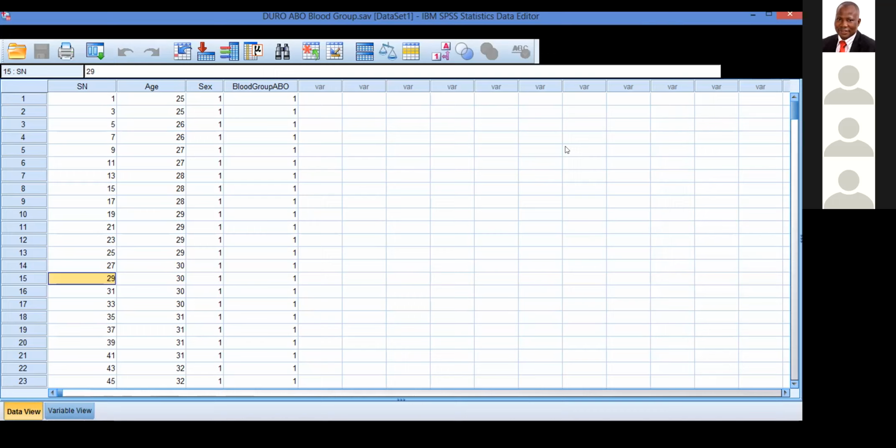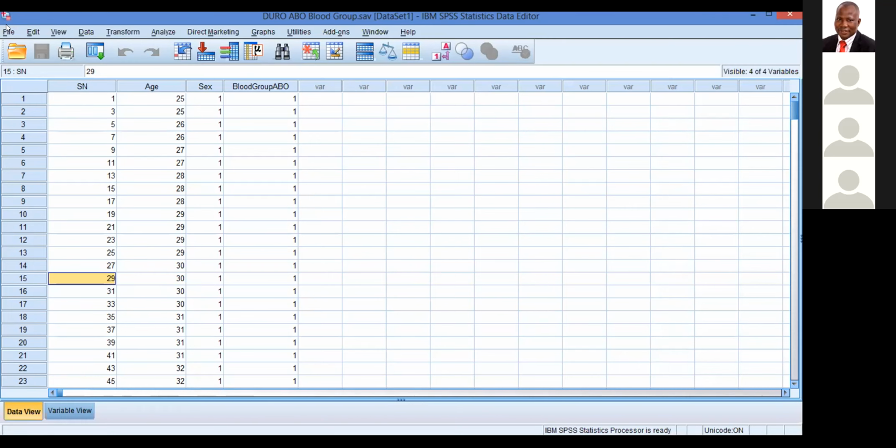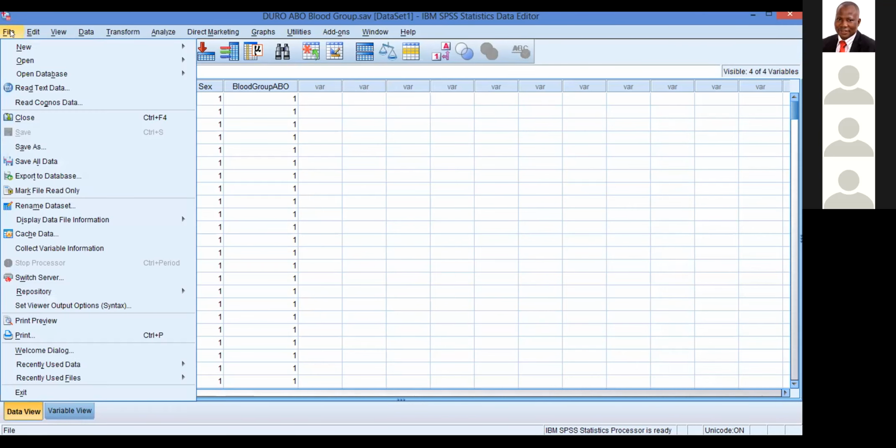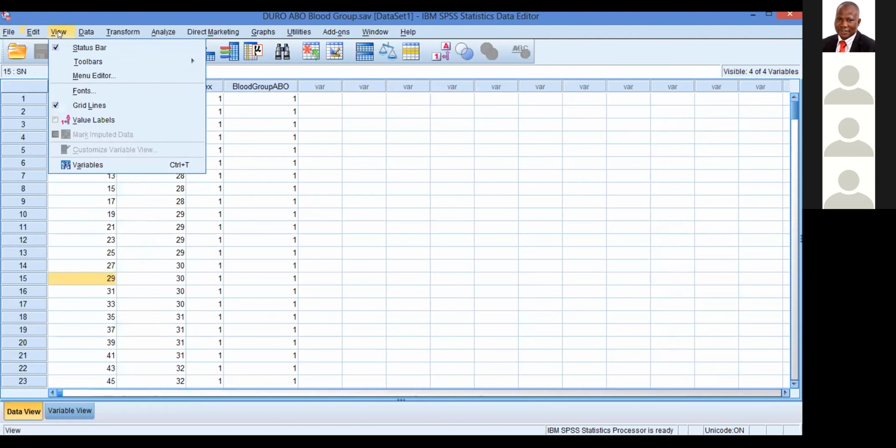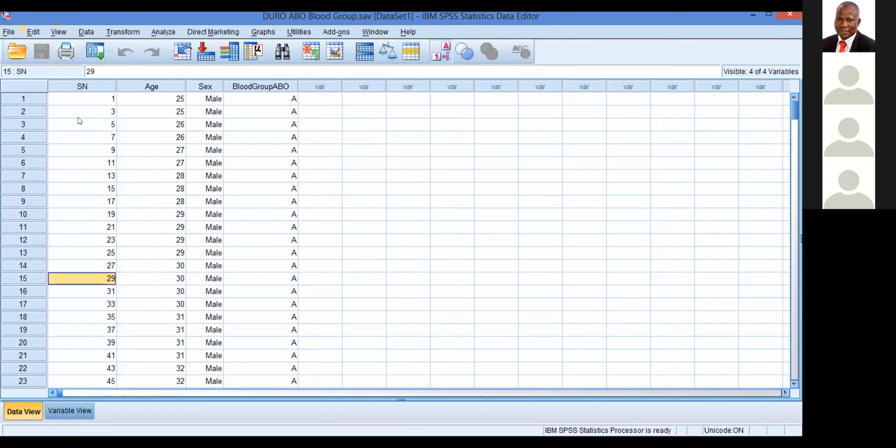If you click on view, you check value label. Look at the view. Come down. You see that value label after the grid line? Just check that box. Can you see now? The label is A, that is 1. B is 2. We entered it as numeric, and it will label it. If you don't want to see it like that, you can go back and uncheck it. It doesn't really affect your result.